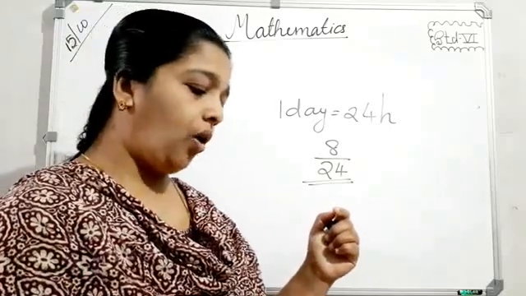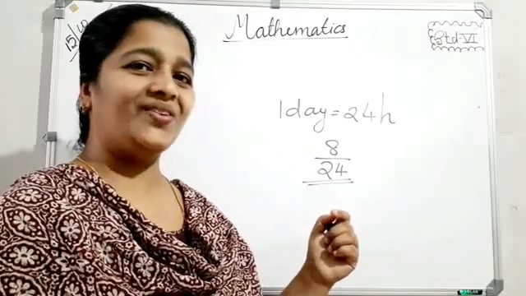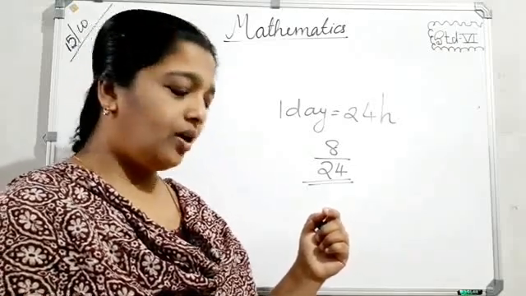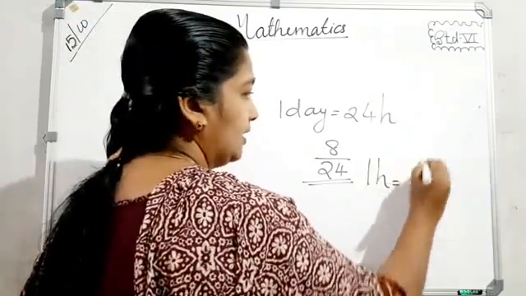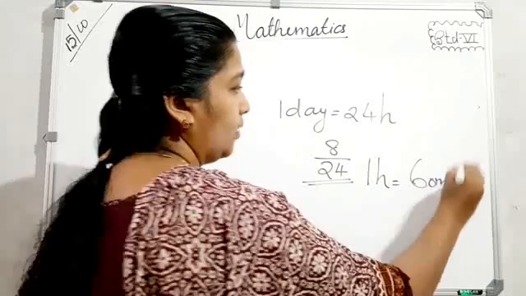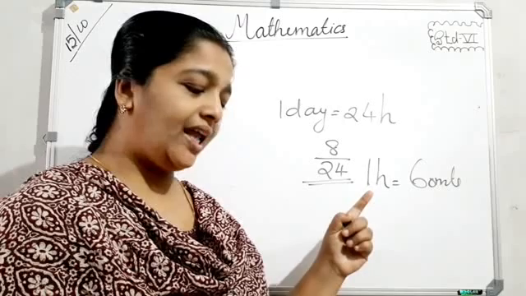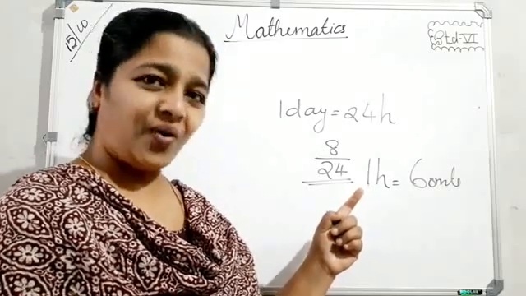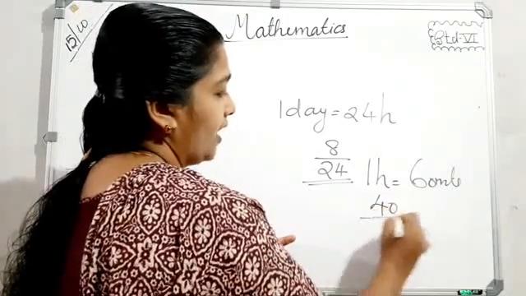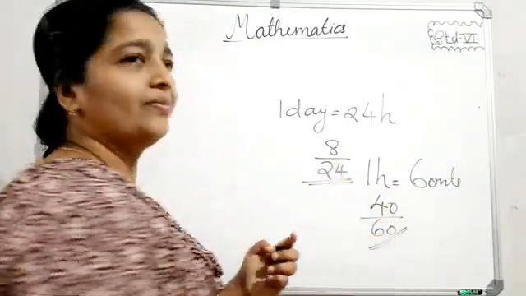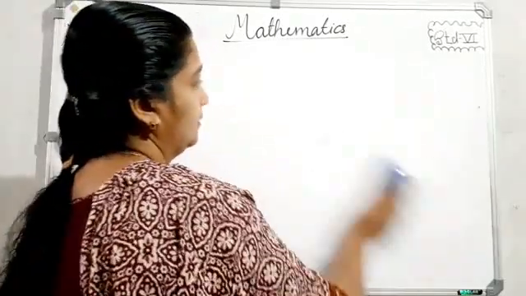What fraction of an hour is 40 minutes? So you know 1 hour equals 60 minutes. 1 hour equals 60 minutes. So what fraction of an hour is 40 minutes? So 40 divided by 60. Yes, good. 40 by 60. Understand? Yes. Next question.